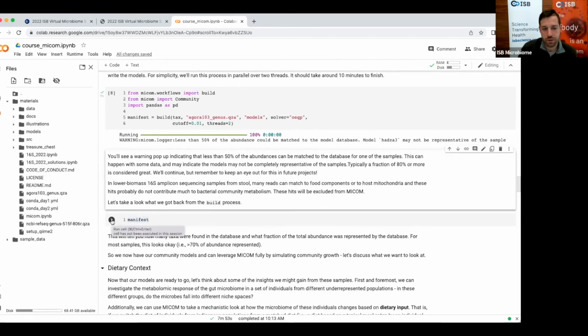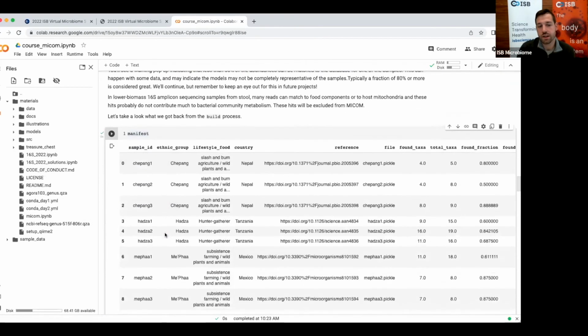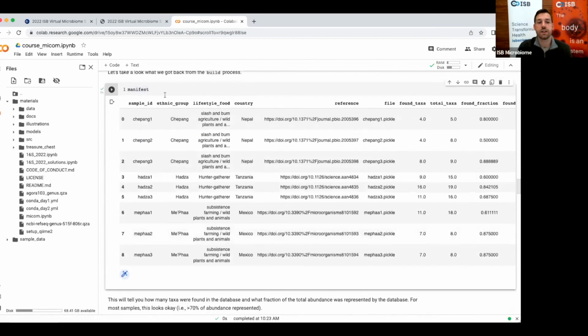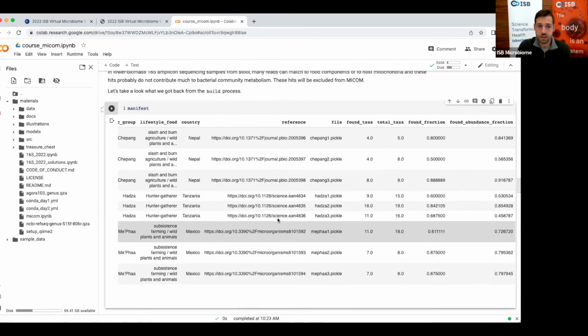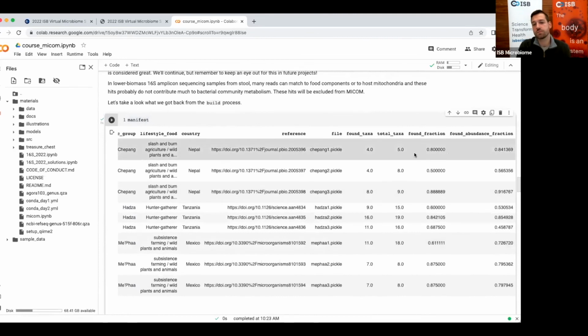So the output of the build command gives us this file that we've named manifest. And so what we see here is, again, our sample IDs, as well as the metadata that we've passed along into the build command. And on the right side of this data frame, we see our statistics from the build command. So this found taxa column designates how many of the taxa in the sample were mapped to our database. The total taxa is just the total number of taxa that were present in the taxonomy table that we passed into the build command. The found fraction is very easily just the found taxa divided by total taxa.